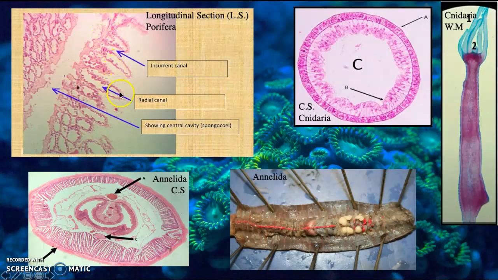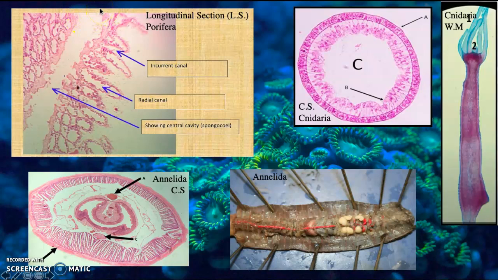Over here, the radial canal is lined with cells called choanocytes, choano meaning collar and cytes meaning cells. These choanocytes will use their collar to collect little particles in the seawater as it flows through the radial canal. Water will then continue on and go out of the radial canal into the sponge cell, which is located in the central cavity. And the water here will flow and go out the osculum on top of the sponge.